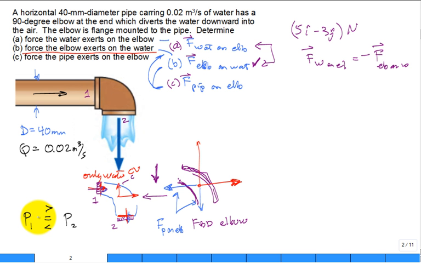Now, somebody said, what about the difference in the water pressure if I go from the bottom of 1 to the top of 1? Isn't there a change in the water pressure because of gravity and hydrostatics? We're neglecting that. We're talking about the pressure over the surface 1 is 1 value, and the pressure over the surface 2 is 1 value. Okay? All right.